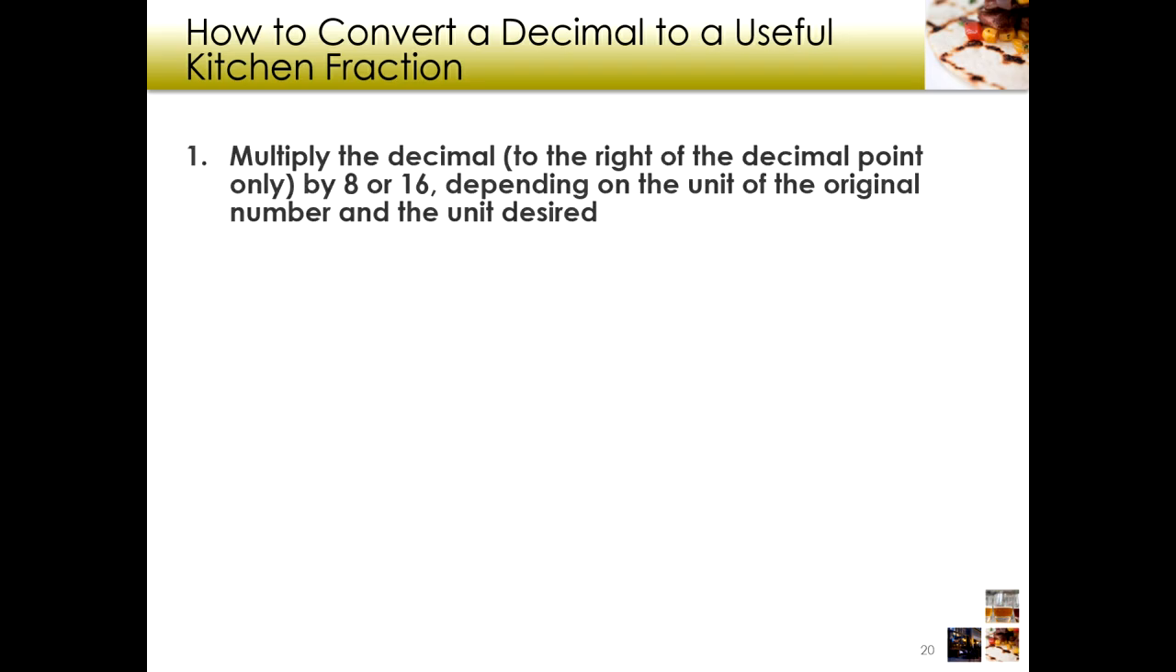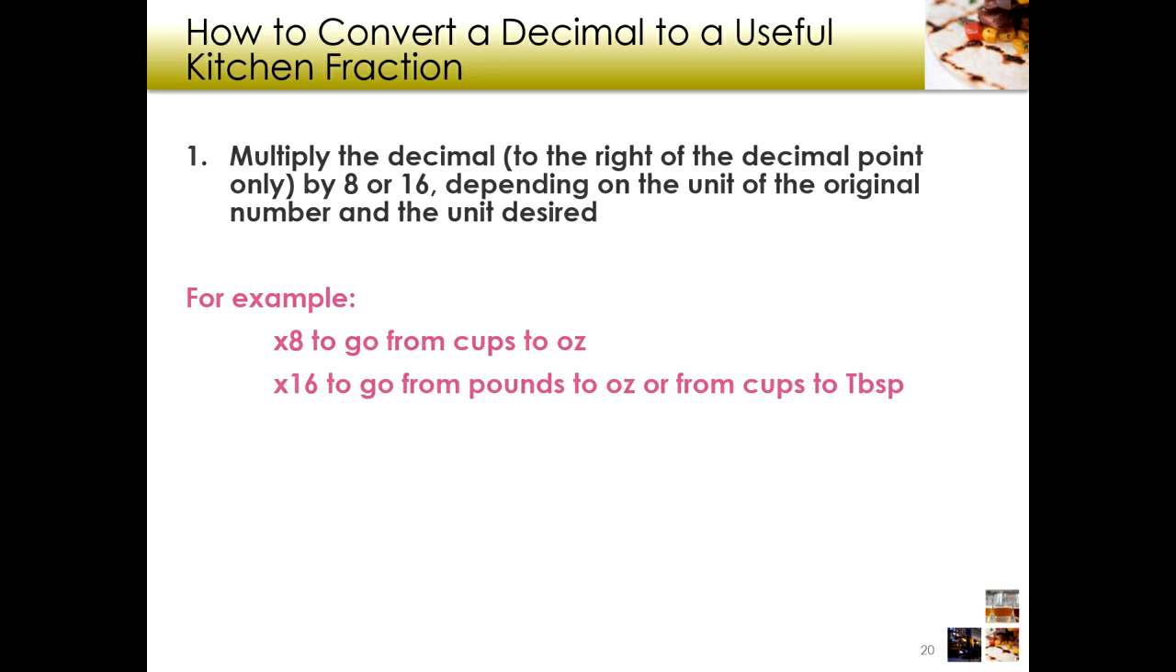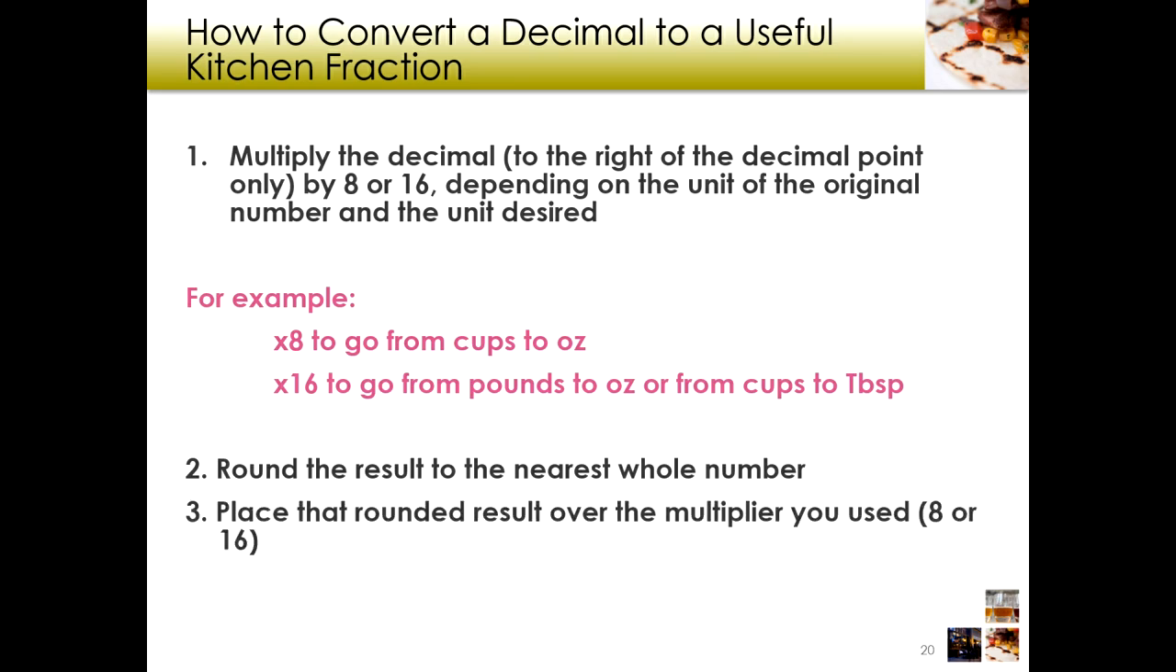So how do we convert a decimal to a useful kitchen fraction? Well, we multiply the decimal to the right of the decimal point by the 8 or the 16, depending on what we're trying to use to measure. For example, if we're going to cups, we're going to multiply times 8. If we're going from pounds to ounces, or from cups to tablespoons, we're going to multiply times 16. This will become clearer when we get into the unit conversion chapter as to which one you choose when. But for today, we're just going to look at how we get to the cups and how we get to the ounces by looking at whether we're using the 8 or the 16. And then we reduce if necessary, right?